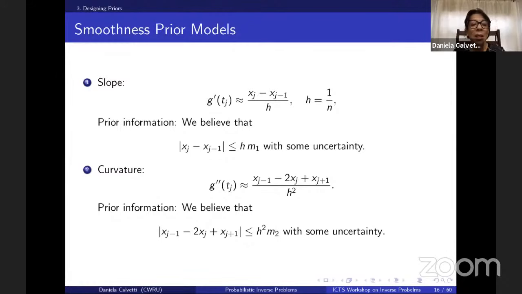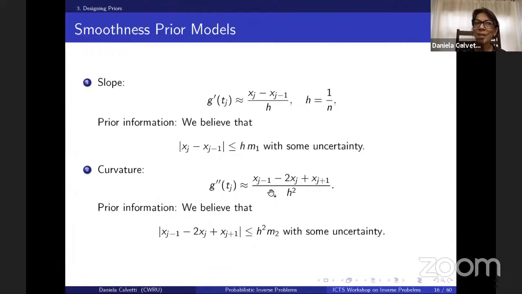So same thing with the curvature. I write an approximation for the curvature of the signal at Tj. Now I need to look to the left and to the right, before and after the point. And this is the formula for the curvature. And if I think that this curvature is bounded by m2, well, I can express this by saying that the absolute value of xj minus 1 minus 2xj plus xj plus 1 is less than or equal to h squared m2. And again, with some uncertainty.